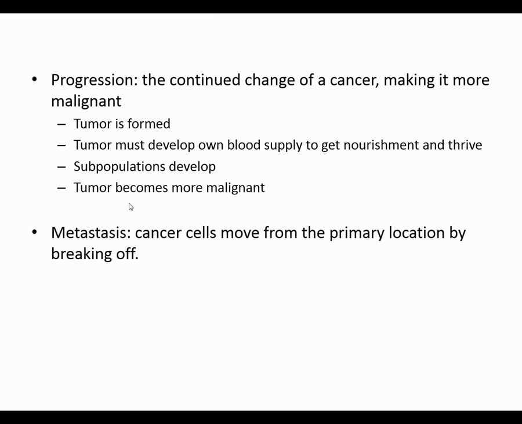And then you have the final stage, which is metastasis, where cancer cells move from the primary location by breaking off. So with cancer, the original tumor is going to be identified as the primary tumor. Any additional tumors occurring from metastasis are going to be called metastatic or secondary tumors.